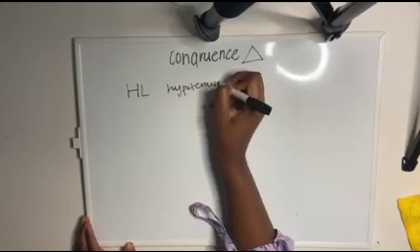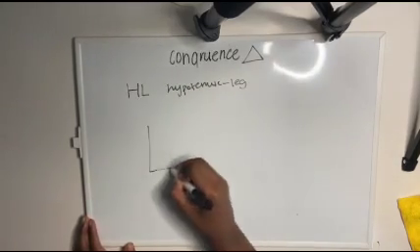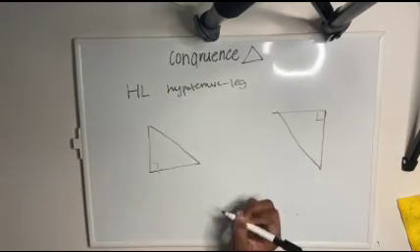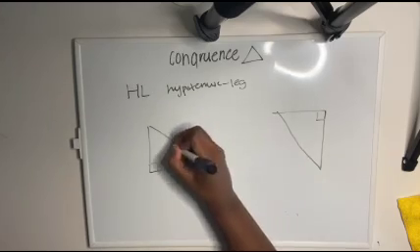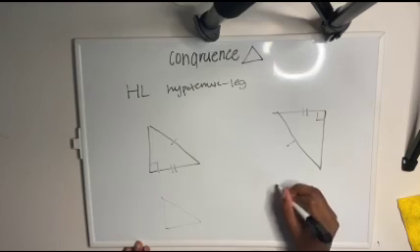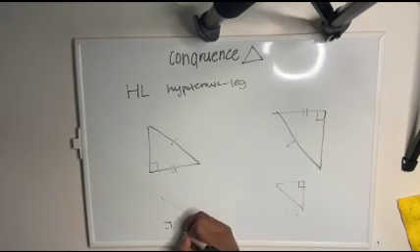HL is the last congruency theorem, and this essentially means when you have your right angle in 2 triangles, the side opposite to it, which is the hypotenuse, is the same in both triangles. And another side, one of the legs, is also congruent.